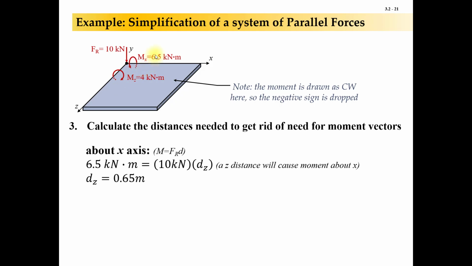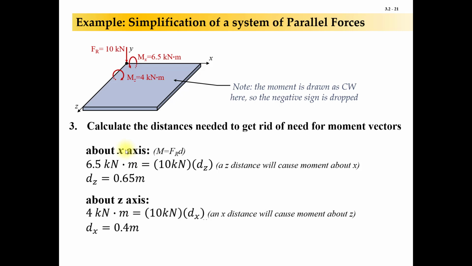So for the x-axis, we have 6.5 kilonewton meters, and we have this 10 kilonewton force. So if we start moving this out in the z, we can move it just the right distance to generate the right moment. What's that moment? 6.5 kilonewton meters. So I have 6.5 kilonewton meters equal to 10 kilonewtons times some distance in the z. What is that? 6.5 divided by 10, solve for d sub z, right? D sub z is 0.65 meters. And then let's do the same thing again about the z-axis. So now we're dealing with this 4 kilonewton meters. 4 kilonewton meters is equal to 10 kilonewtons times d sub x. Solve for d sub x, you get 0.4.